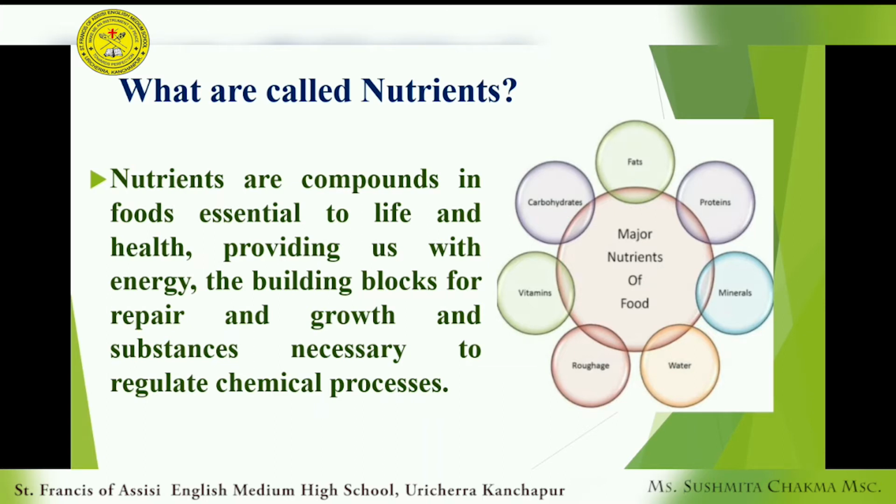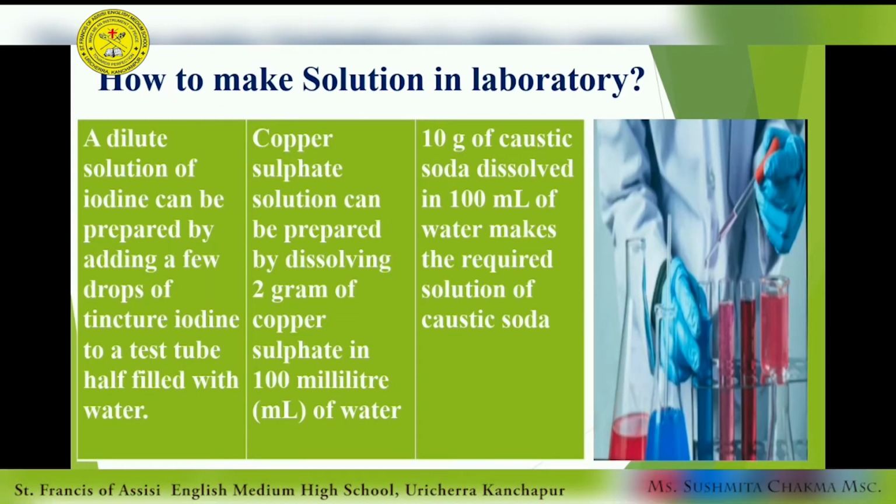So moving to the next topic, first we should know some tests. How can we test some food items to know the presence of nutrients such as carbohydrates, proteins and fats? For this test we need some solutions: iodine, copper sulfate and caustic soda. So how to make these solutions in the laboratory?